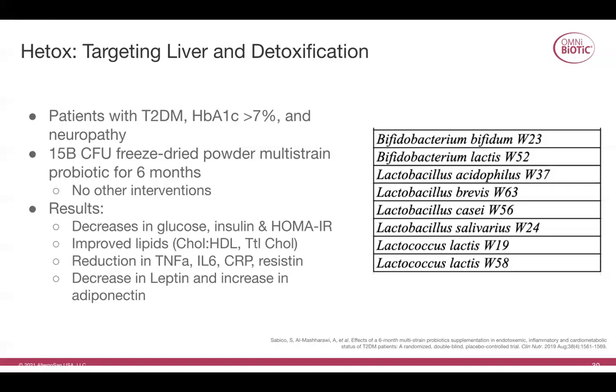The study showed results that are a decrease in glucose, insulin, and thereby a decrease in HOMA-IR. The lipids were improved, both the cholesterol to HDL ratio as well as total cholesterol. There was a reduction in TNF alpha, interleukin 6, CRP, and resistin, and there was a decrease in leptin and an increase in adiponectin. And this is really interesting.